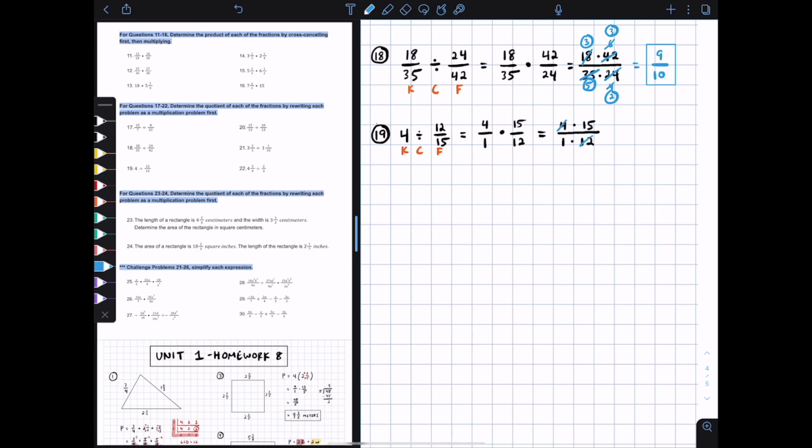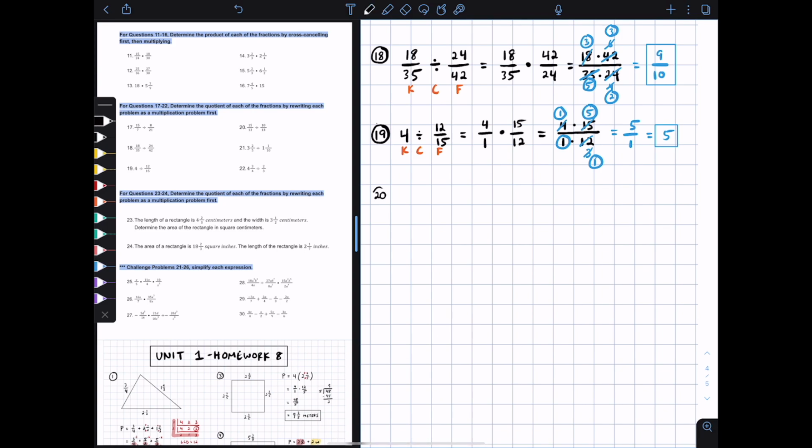Cross-canceling 4 and 12, divide them both by 4, we get 1 and we get 3. And then 15 and 3 can both divide by 3 to get 5 and 1. So we have 1 times 5 on top, and that's going to be 5. And on bottom we have 1 times 1, which is going to equal 1. And so 5 is our final quotient. Okay? This just means that 12/15 fits inside of 4 5 whole times. Exactly.